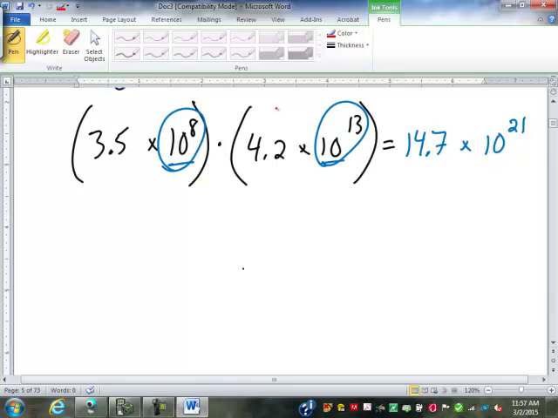Now we're not quite done yet. There is one more piece we have to do here. We can't have 2 digits in front of the decimal point, so we have to move that over. It becomes 1.47. This number became smaller. The power gets larger by 1. So 10 to the 22nd.